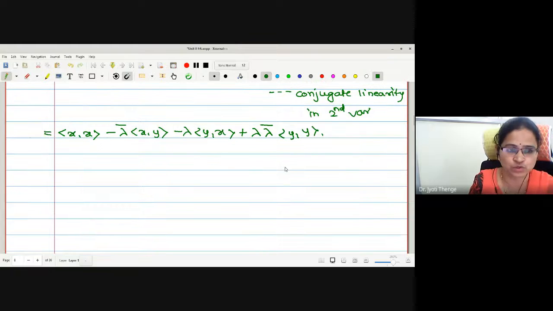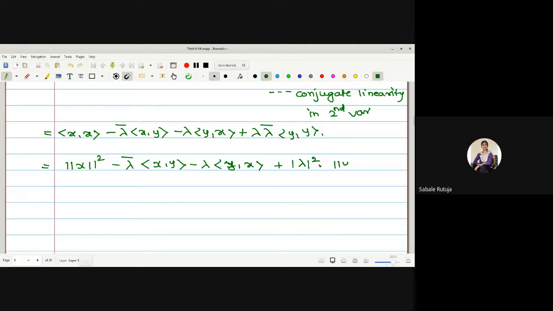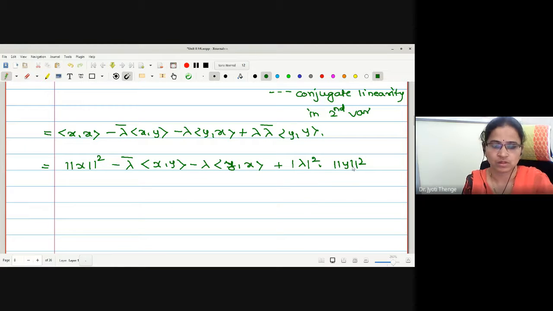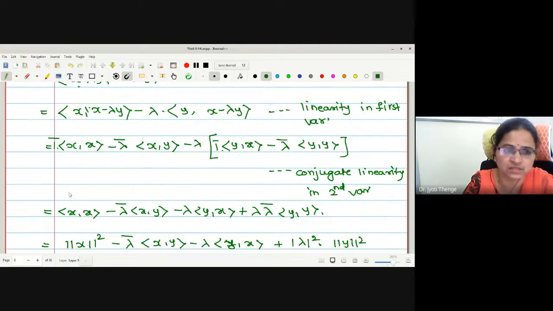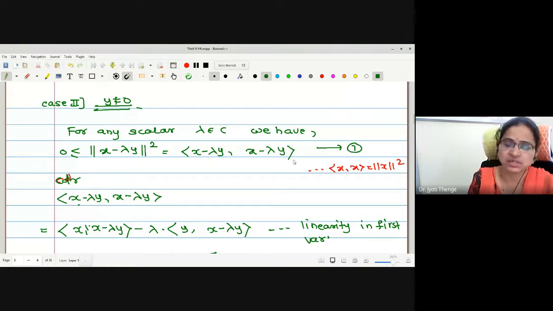Now I'll just introduce norm in this. Can I write it as norm square right now? Because we wanted to show the result which involves norm. Here can I write this as mod lambda square? Yes, ma'am. This is what we have proved, right? Therefore we know already this is non-negative. Therefore I'll call this as star 1. This inner product x minus lambda y with x minus lambda y is non-negative.